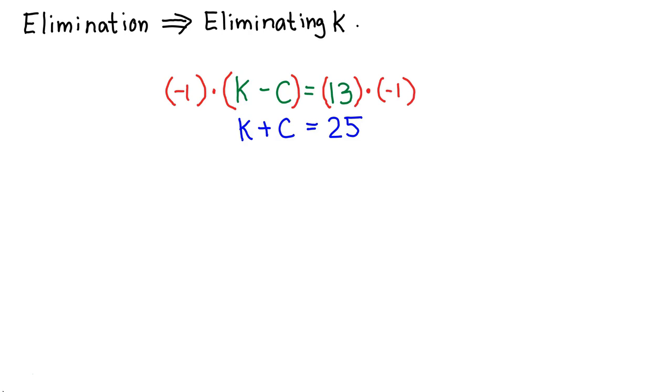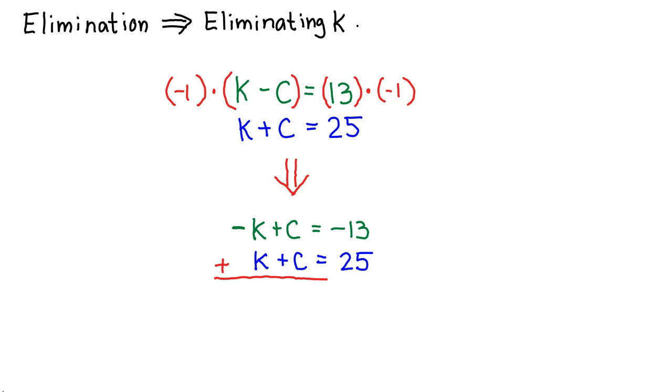You could have chosen the bottom equation too, but the top one was chosen for this instance. And if you multiply both sides of the top equation by -1, you would get negative k plus c equals -13, and of course the k plus c equals 25 was left alone. So now you have the same number coefficient in front of the k's but opposite signs. Therefore, when you add the equations together, those k's will be eliminated.